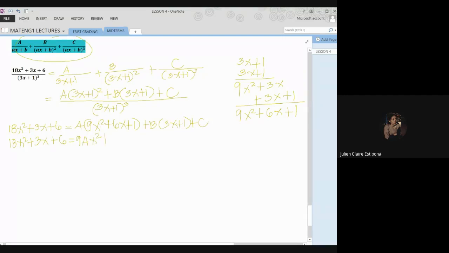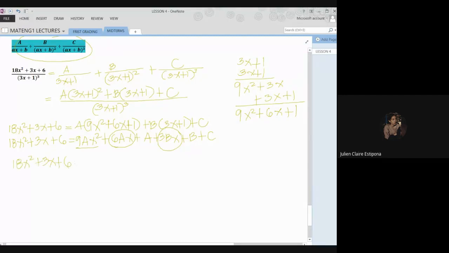So that is 9ax squared plus 6ax plus a, and then we copy that one, that is 3bx plus b times 1, that is b, plus c already. Okay, so we combine like terms. For this one, we have here the x, so combining like terms, we rewrite that one.